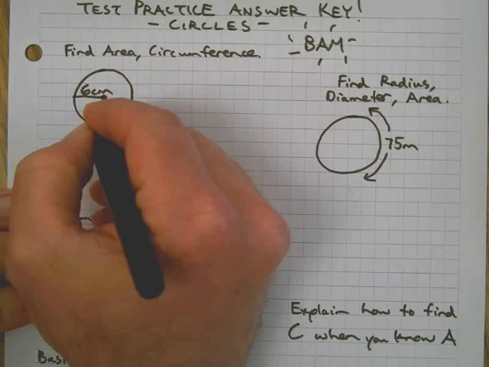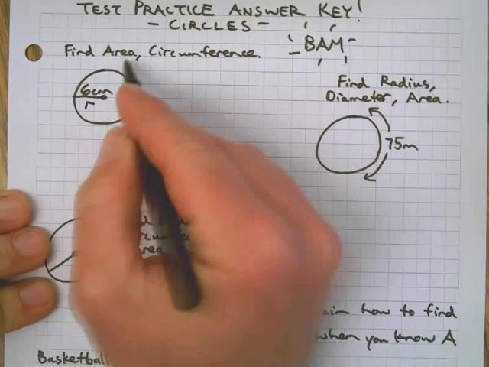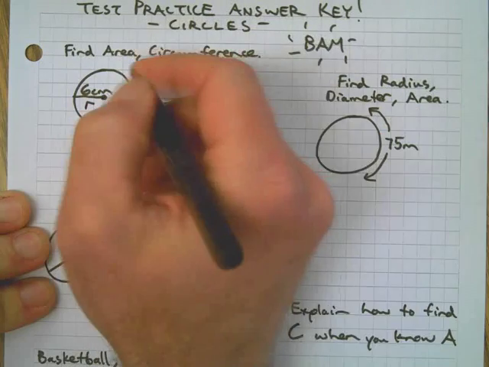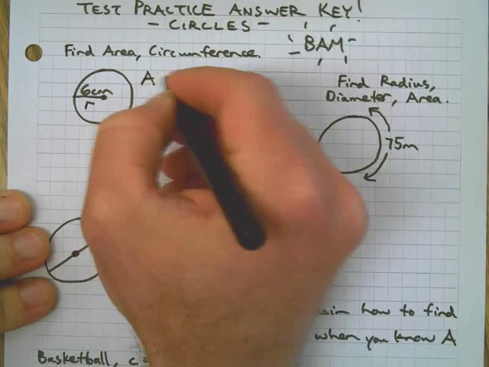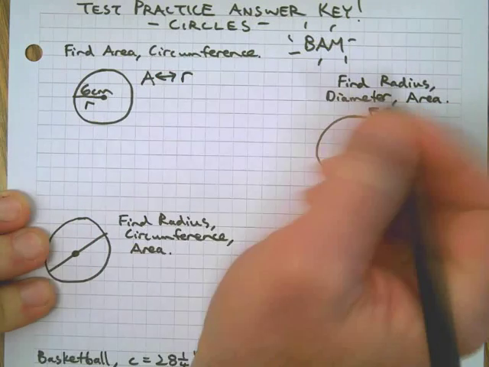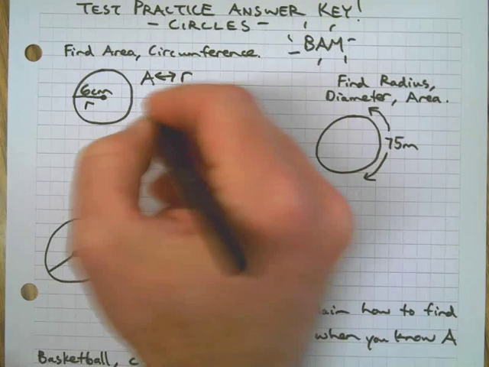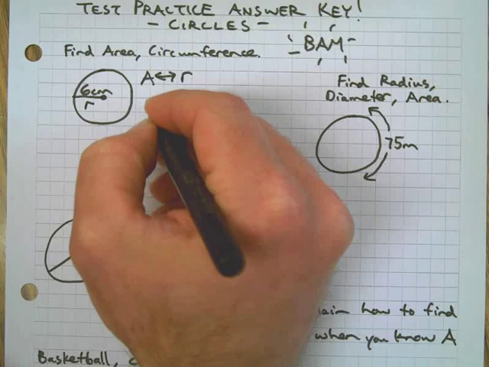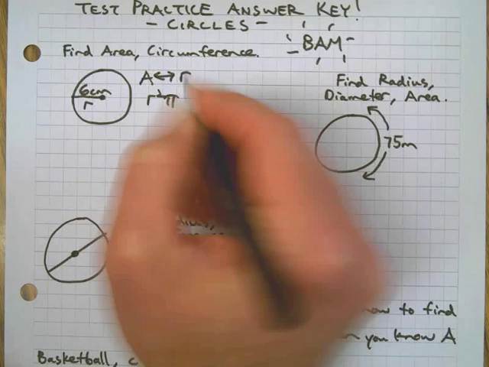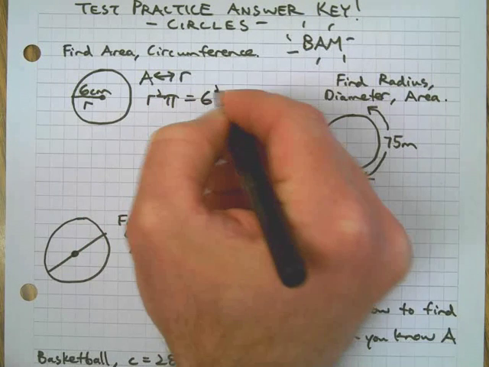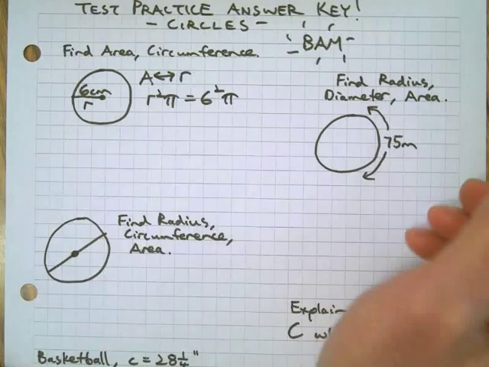Okay, so this is the radius. So we need to find the area and circumference. Since area and radius are related, we're going to go ahead and do that. Radius squared times pi equals area. So we're going to go 6 squared times pi.